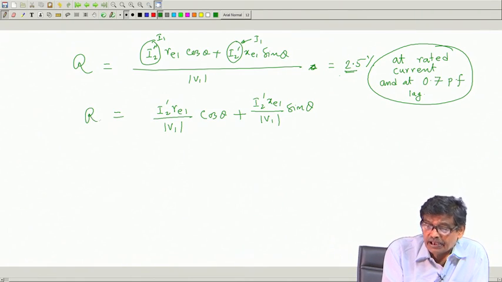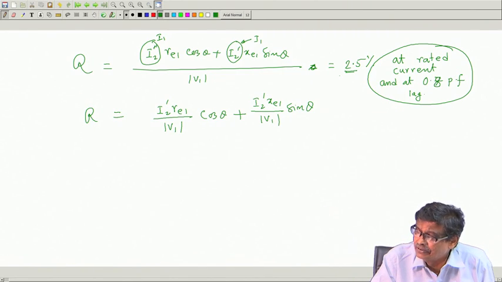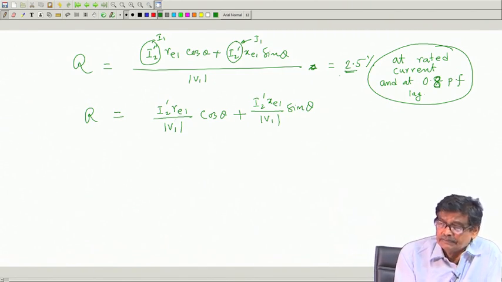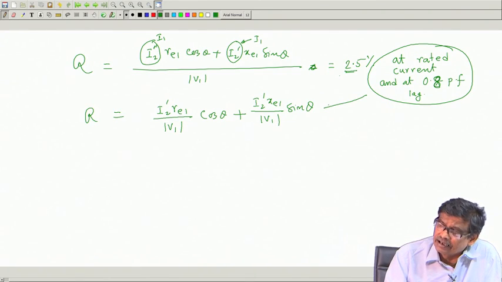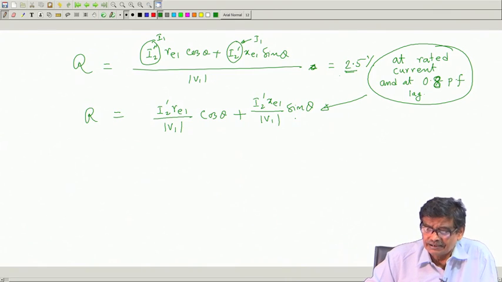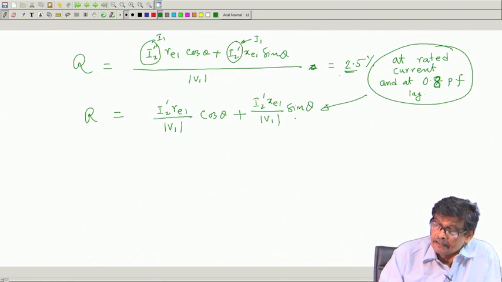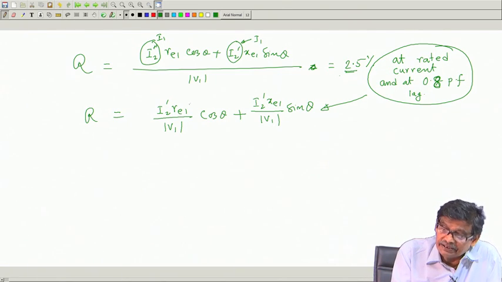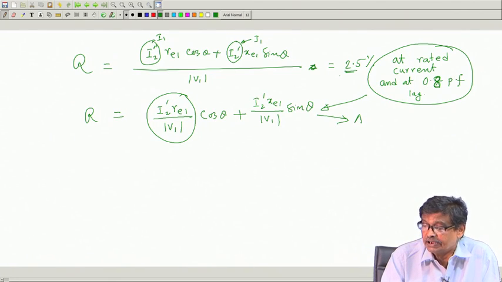Generally, as I told you, regulation is calculated at rated current and at 0.8 power factor. Okay, so I know this number is very important. Calculate regulation at rated current and 0.8 power factor lag. Now, look at this term. This equation, once again I am repeating, is an algebraic equation, no phasor involved.